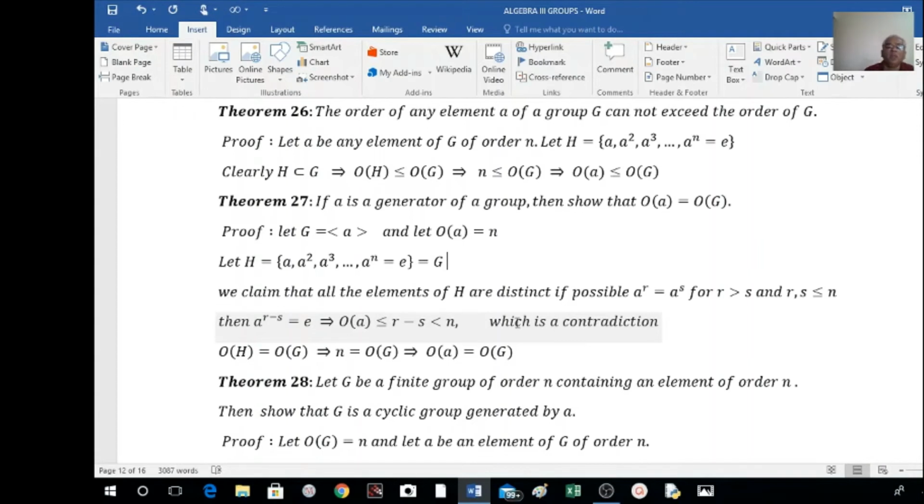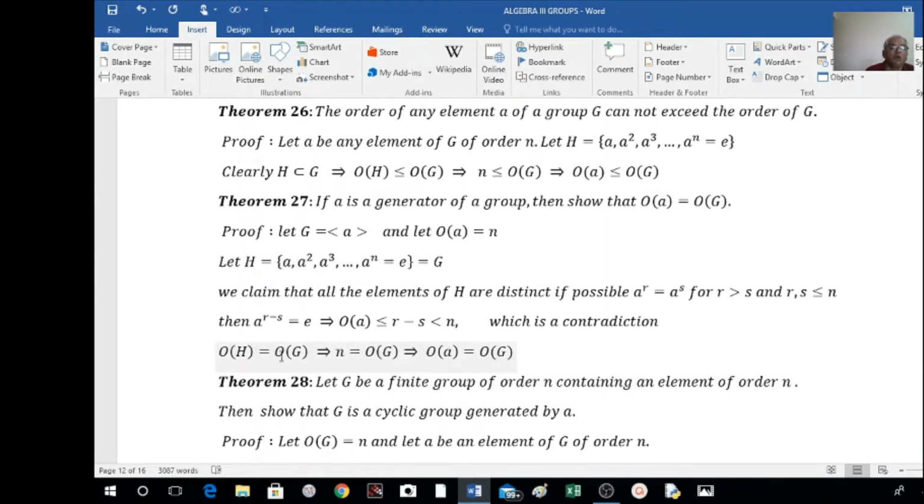So why are we getting this contradiction? Because we have taken, if possible, A raised to R equal to A raised to S, which is wrong. This is not correct. That means all the elements of this set are distinct. That means this consists of n elements. So that means order of H is equal to order of G. So H and G are the same here.